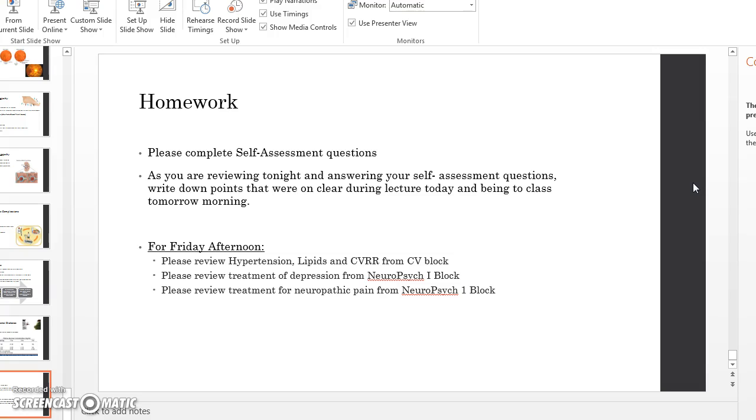For Friday, please review hypertension, lipids, and cardiovascular risk reduction from the cardiovascular block, review treatments for depression and neuropathic pain from the neuropsych block, and be ready for discussion regarding those treatments during Friday's class. After that, on Friday, we will also go into treatment of the complications that we introduced to you today, so retinopathy, neuropathy, and nephropathy.